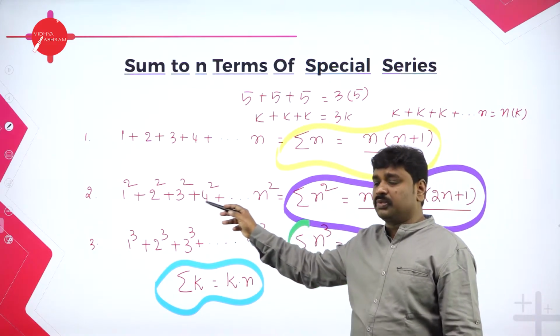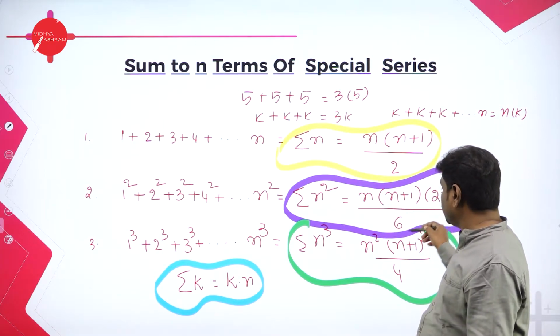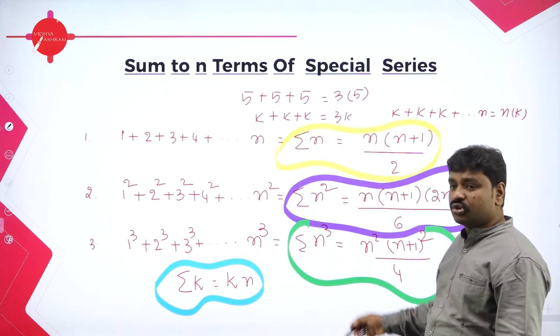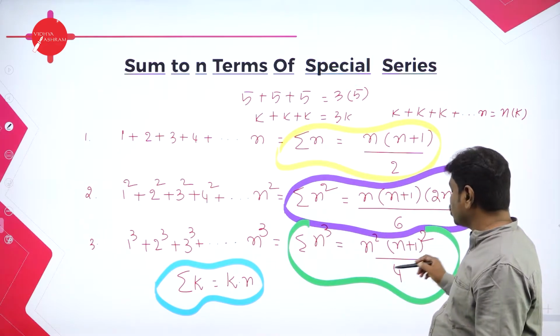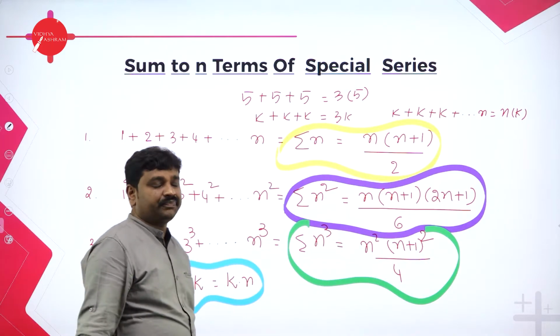1 square plus 2 square and so on, n square is what? Sigma n square. Sigma n square is n into n plus 1 into 2n plus 1 by 6. 1 cube plus 2 cube plus 3 cube and so on, n cube is sigma n cube. Sigma n cube is n square into n plus 1 the whole square by 4. So these are the summations which you should be thorough with.